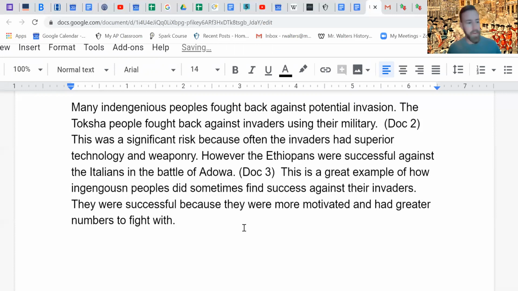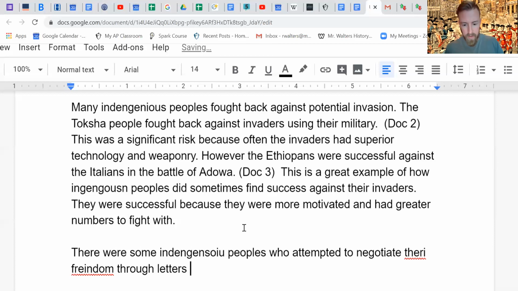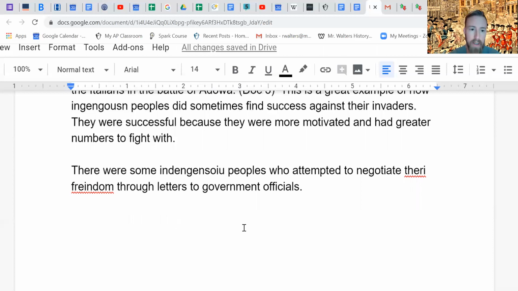My next paragraph, I would do the same thing with our other 2 sources. I would say there were some indigenous peoples who attempted to negotiate their freedom through letters to government officials. Then I would explain the steps there, just like we did in the previous paragraph, about the 2 sources that show that. I think you're probably pretty familiar with this. Once you do that, the next paragraph is going to be your additional evidence.